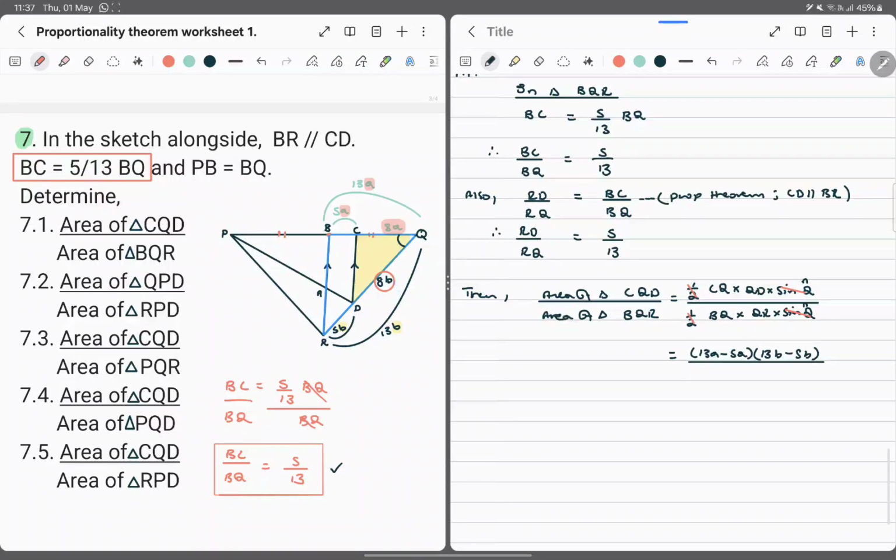We can easily just substitute. It makes logical sense that it is the case. Divided by BQ, that's 13a, multiplied by QR, which is 13b. Alright, so let's have a look. So this is basically 8a times 8b divided by 13a times 13b.